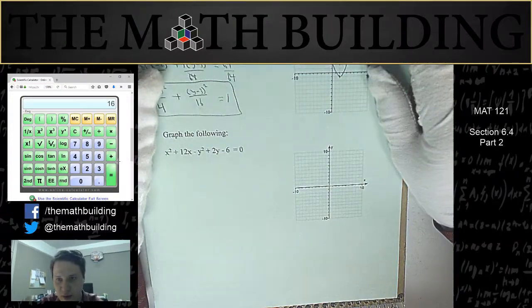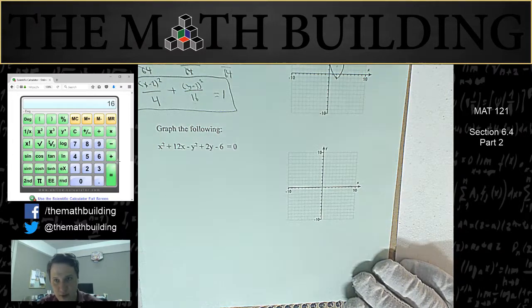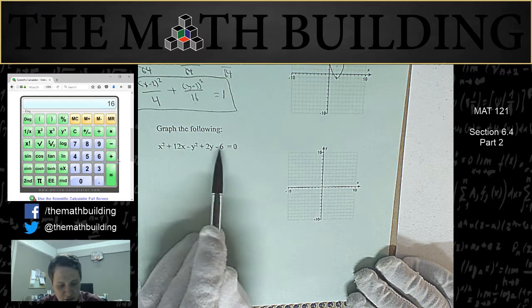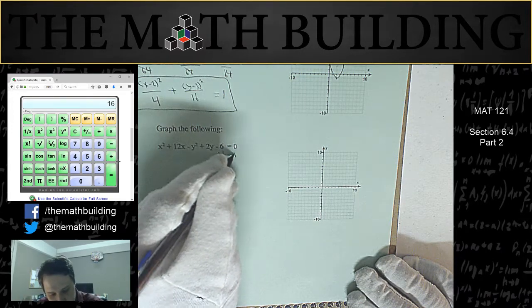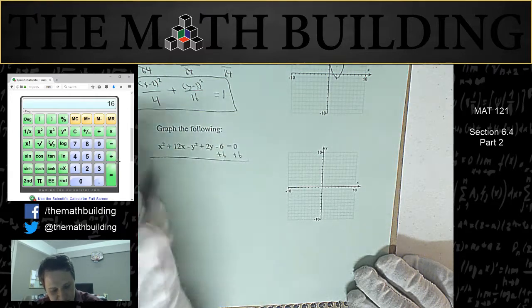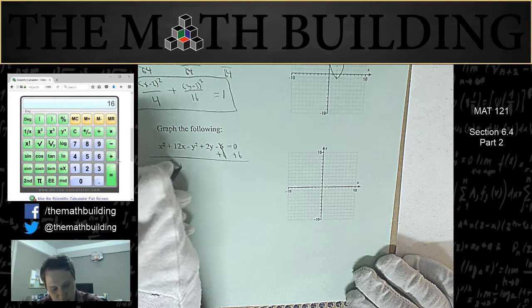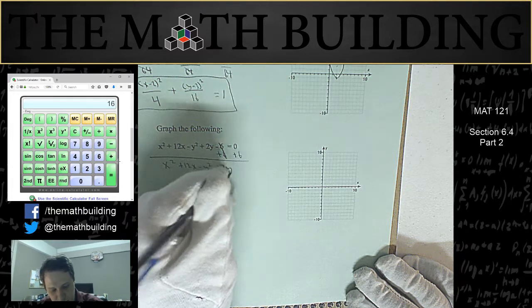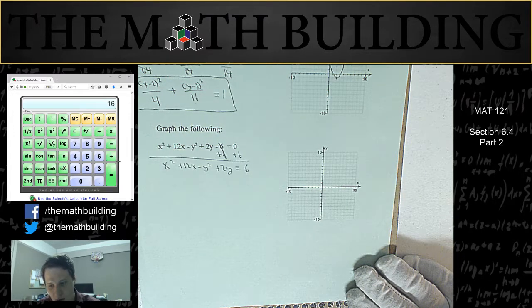We have x² + 12x - y² + 2y - 6 = 0. So the first thing I need to do is get my x's together and the y's together. So let's add this 6 over. So we add the 6 over, plus 6 plus 6. That cancels. So I get x² + 12x - y² + 2y = 6. Okie dokie, so what do we do now?